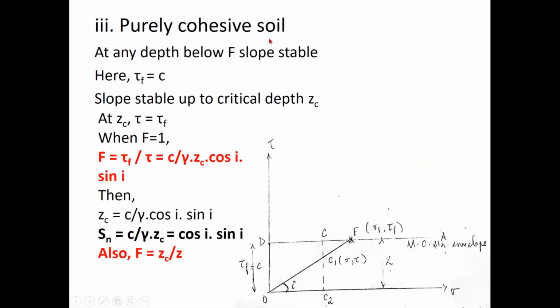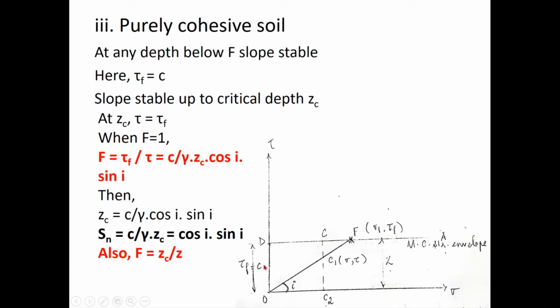If you are considering purely cohesive soil, we know how the Mohr circle envelope is going to look, because purely cohesive soil means phi is 0, there is no sand content, there is no angle of internal friction, the strength is basically from cohesion alone, right? Tau f is equal to C. So the Mohr Coulomb envelope, how will it look? That is tau sigma space.